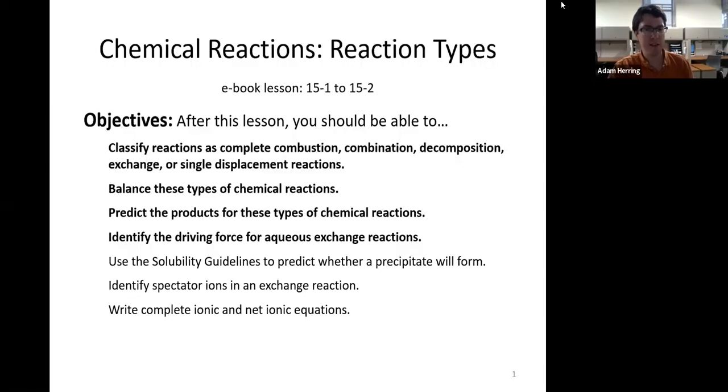Welcome back. In this video, we're going to begin doing chapter 15 of the Chem 110 ebook, looking at chemical reactions and focusing on reaction types. After reading the text and watching this video, you should be able to classify reactions as being either combustion, combination, decomposition, exchange, or double displacement. You should be able to balance these types of chemical reactions, as well as predict the products of these reactions, and as well identify the driving force for aqueous exchange reactions.